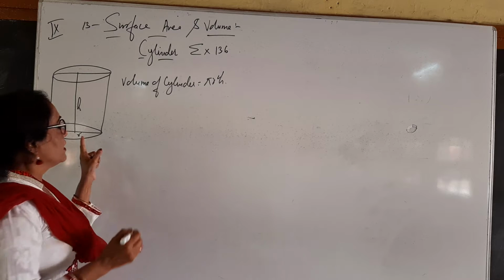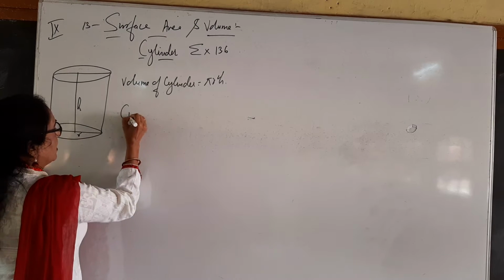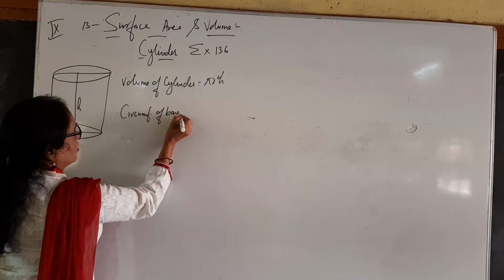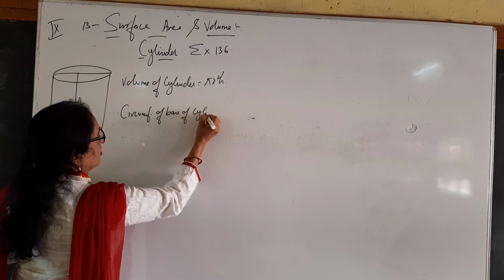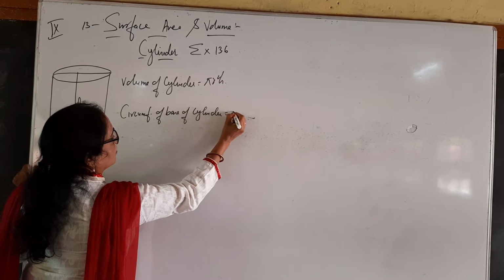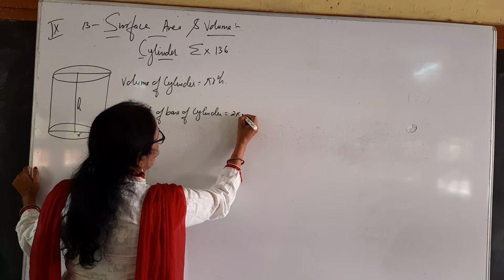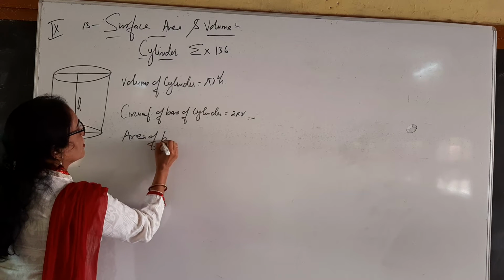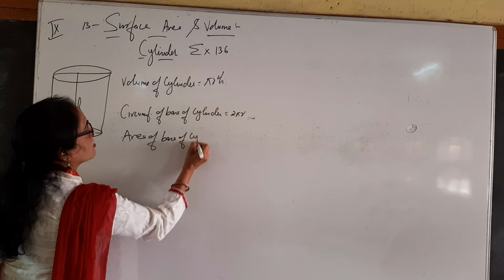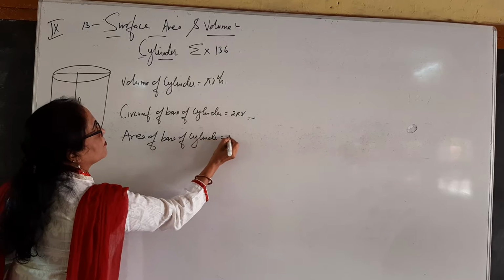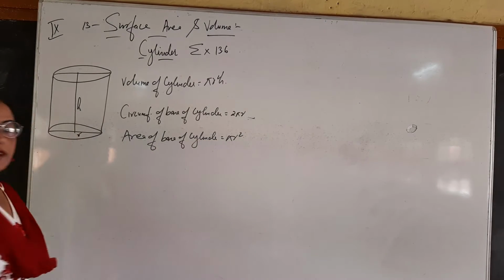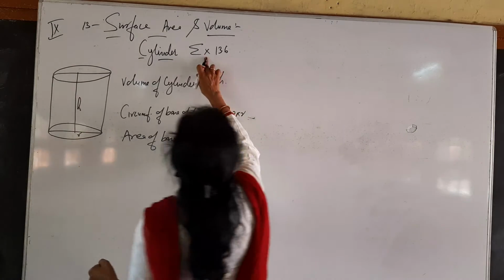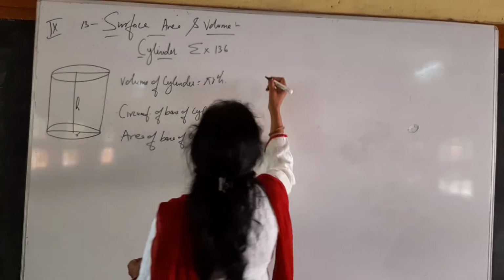The circumference of the base of a cylinder is equal to 2 pi r, and the area of the base of the cylinder is pi r square. Now we will use this and do exercise 13.6. See question number 1.